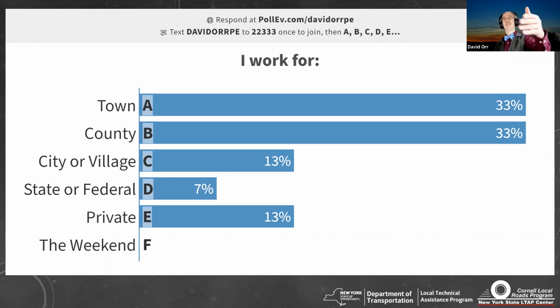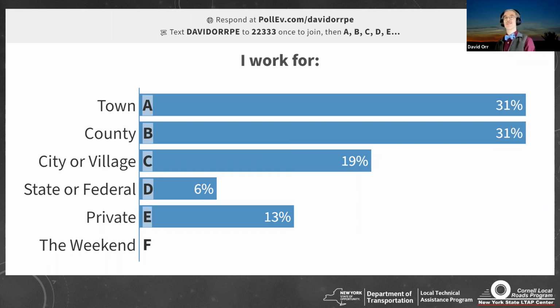And based upon the numbers I'm seeing, I've got a few more towns. I've got another county. I've got a couple of private people. I've got a mayor, so you'd be counted as city or village. So again, we got a blend here. That's good to know. Now it's interesting. Nobody's working for the weekend. That's good. It means all of you are professionals ready to do the job, and hopefully this works out and helps everybody a little bit.